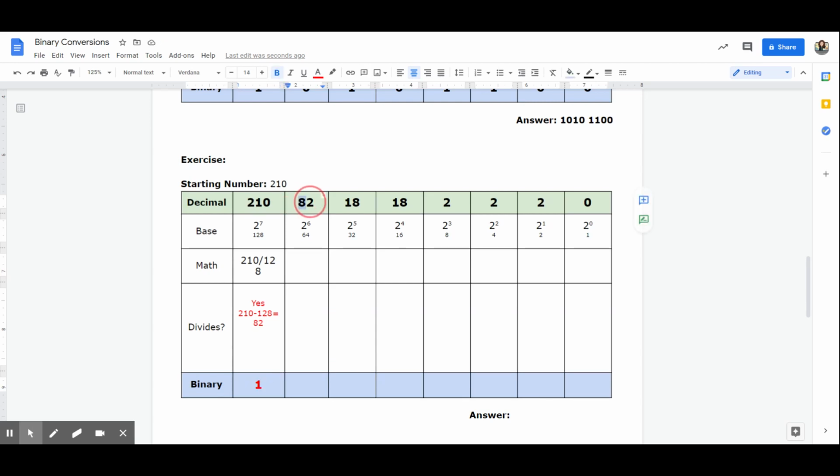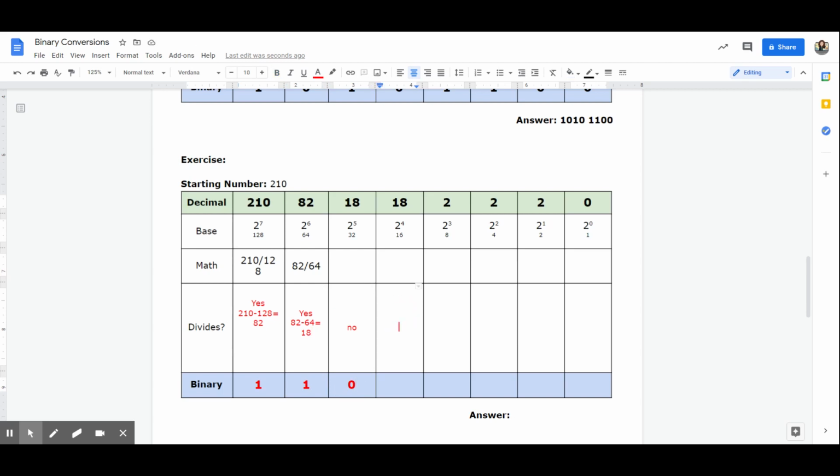They gave you the next number, which is the remainder, so 82. Can all of 64 fit into 82? The answer is yes. I don't really like doing this division problem. It's asking you to do it, so it's 82 divided by 64. I just like doing the subtraction, so all of 64 can fit into 82, so you're going to take 82 and subtract 64, which gives you 18. Can all of 32 fit into 18? That would be a no. So you have a 1 here and a 0 here because it's a no.